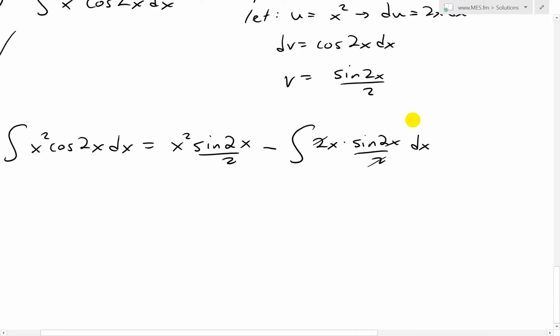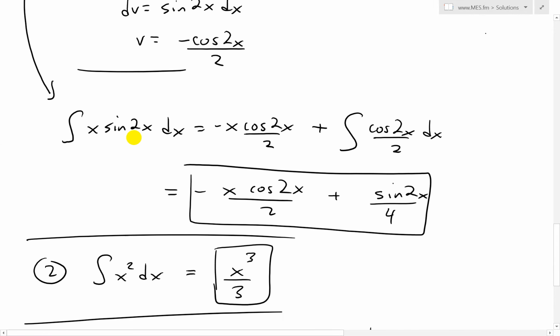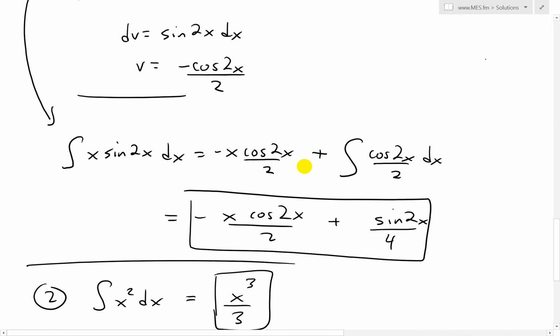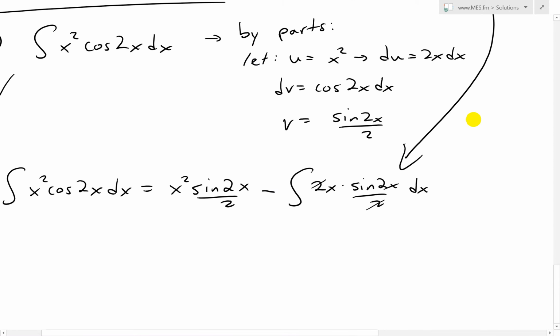So what we end up having is, this cancels like that, and that's x sine 2x dx, which is the same as the first integral. That's x sine 2x dx, like that. So that means this is the same formula, so we just reuse this and throw that inside. This is just the first integral.